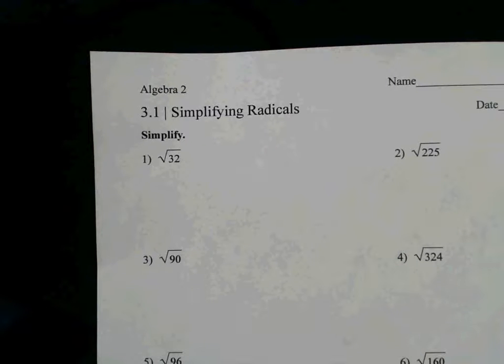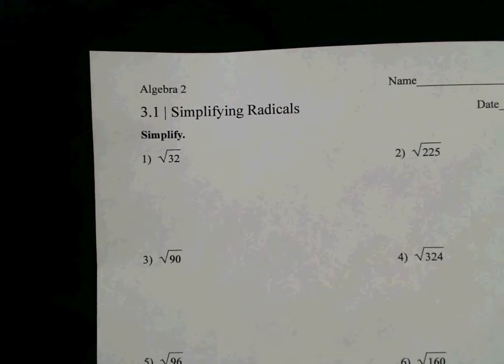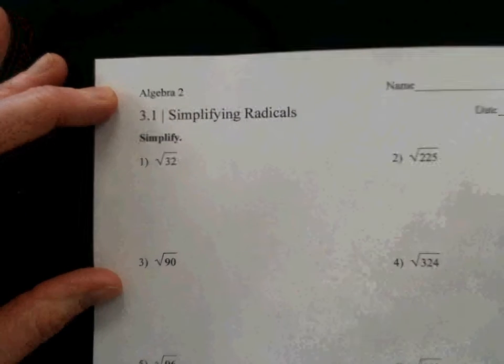Perfect squares. So this is 3.1, simplifying radicals. Today's date, go ahead and put that on there. Today's 2/8/2019.